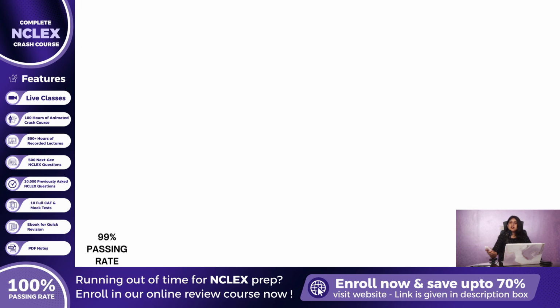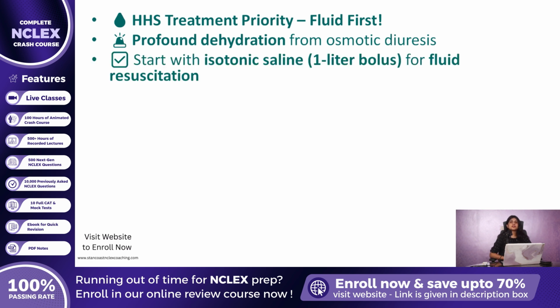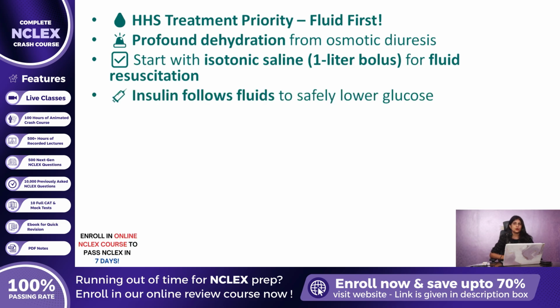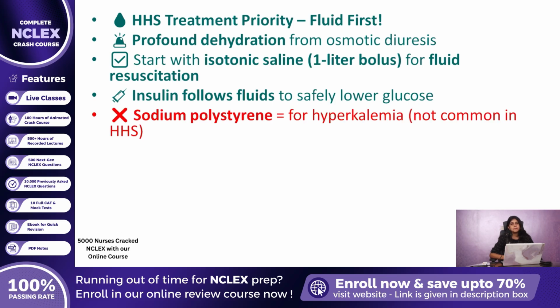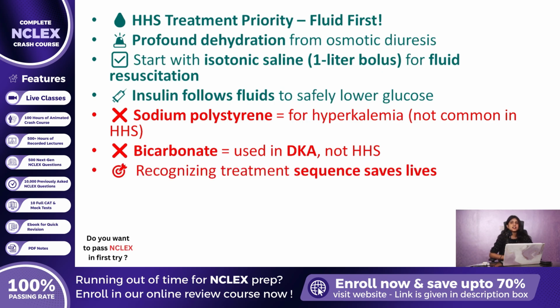Here is the rationale. The priority in treating HHS is aggressive fluid resuscitation to correct profound dehydration from osmotic diuresis. Isotonic saline is administered first, often beginning with a 1-liter bolus. Although insulin is needed, it comes after fluids are restored. Sodium polystyrene is used for hyperkalemia, which is not typically present in HHS, and bicarbonate is more relevant in diabetic ketoacidosis, not HHS. Recognizing the treatment sequence is critical in managing this life-threatening hyperglycemic emergency.